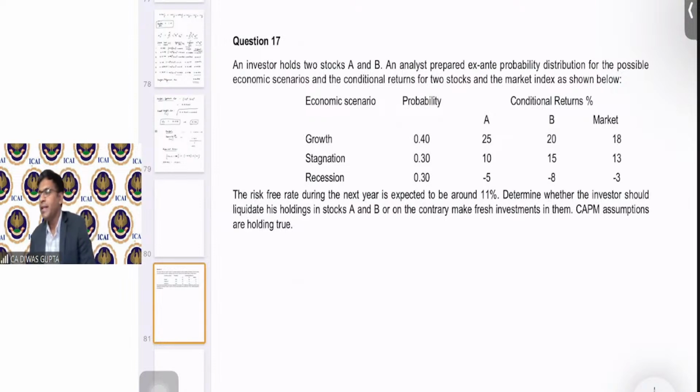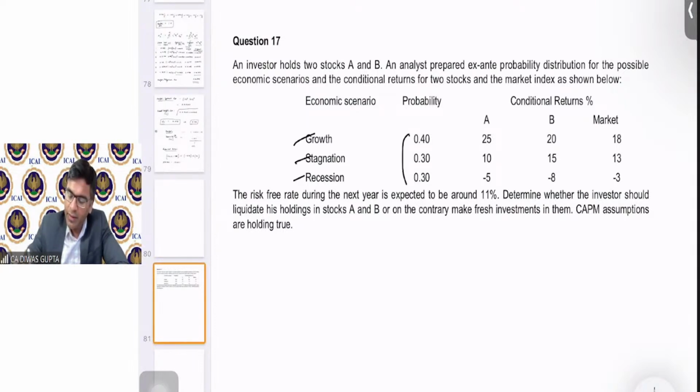Let us come to question number 17, students. An investor holds two stocks, stocks A and B, and an analyst prepared a probability distribution for the possible economic scenarios and the potential returns for the two stocks and the market index, which is shown below. So they have given us three scenarios. Probabilities are given, the returns are given, and the market return is also given. The risk-free rate during the next year is expected to be around 11%. Determine whether the investor should liquidate his holdings in stock A and/or B, or on the contrary, make fresh investments in them. CAPM assumptions are holding true.